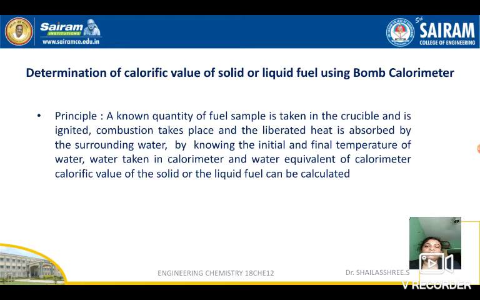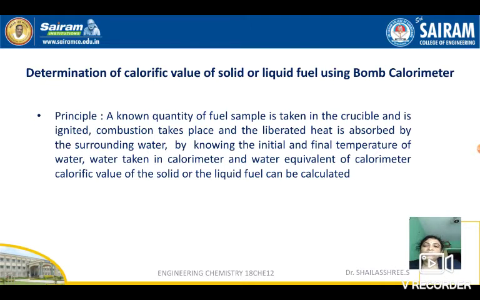In the previous class I was telling about calorific values. So how to determine the calorific value? We can determine it by using a bomb calorimeter. For solid and liquid fuels, the calorific value can be determined by using a bomb calorimeter, and for gaseous fuels, by using a Boys calorimeter. Anyway, in our syllabus we have the determination of calorific value by using a bomb calorimeter for solid or liquid fuels. Let us see what the principle is.